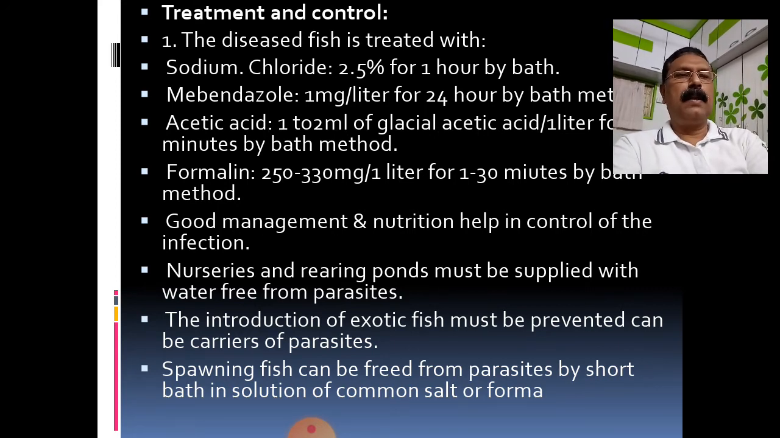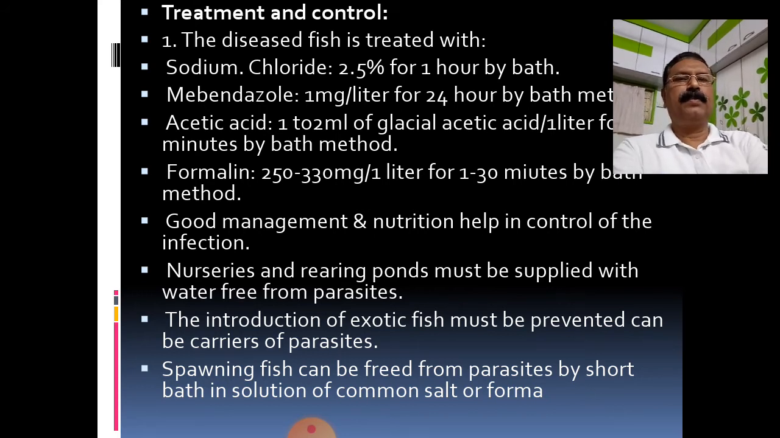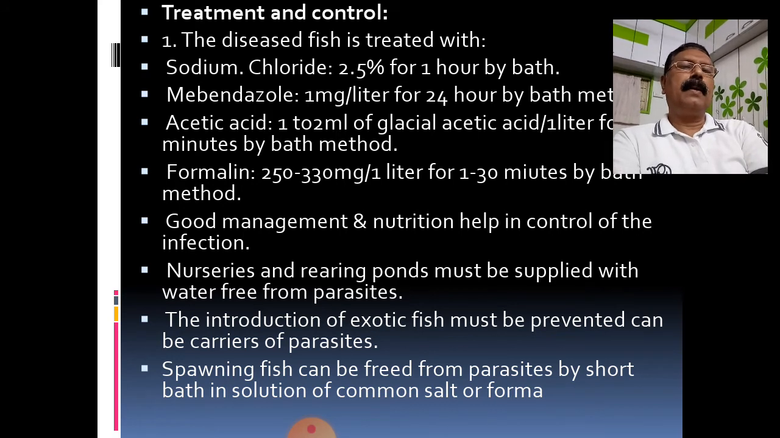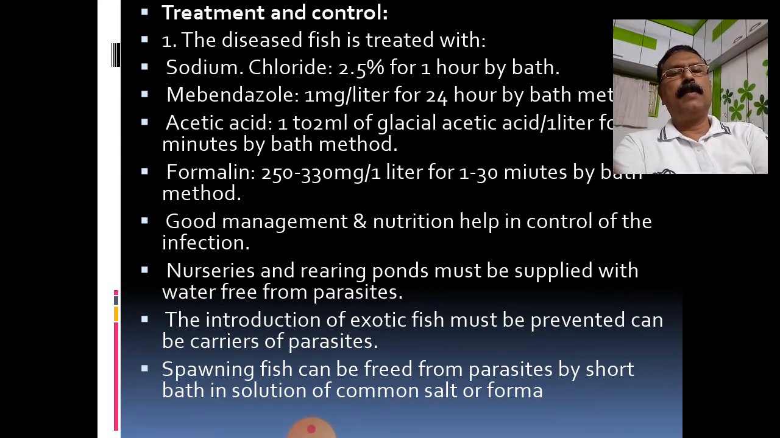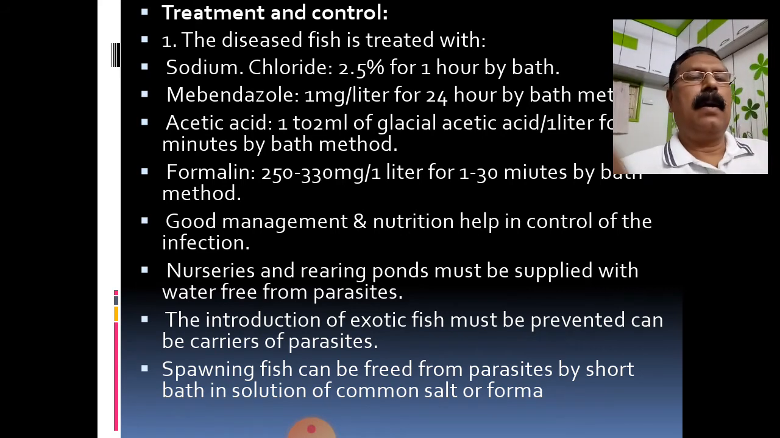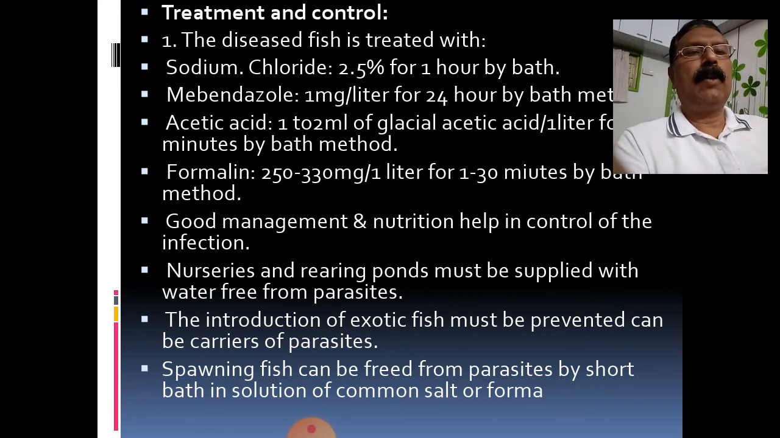See here, Gyrodactylus is a trematode. It is a monogenean trematode. It is a very small size trematode. Besides that, good management and use of particular nutrients help to control the infection. No doubt management is responsible for everything in fish farming. Therefore, whenever there is any epidemic of the disease, at that time first you have to look for loopholes in the management of that system, that farm. So good management is one of the important methods to control the infection. You have to manage all things very well, so there will be no chance for infection of parasites.